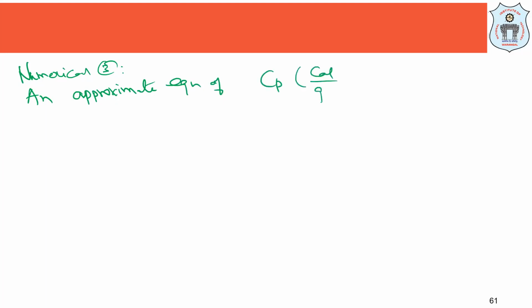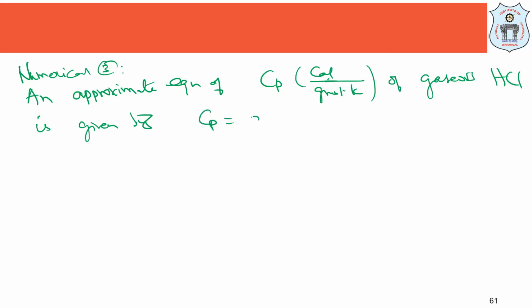Now we'll continue to solve another numerical. Here, take down this. An approximate equation of Cp value, that is in calories per gram mole Kelvin, of gaseous HCl is given by Cp is equal to A plus BT, where A is 6.6 and B is 0.96 into 10 power minus 3.